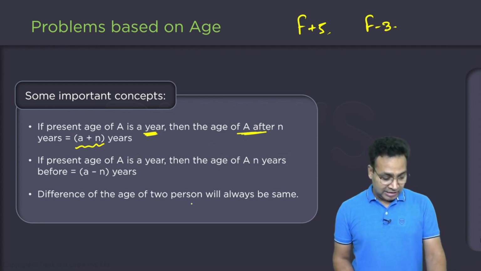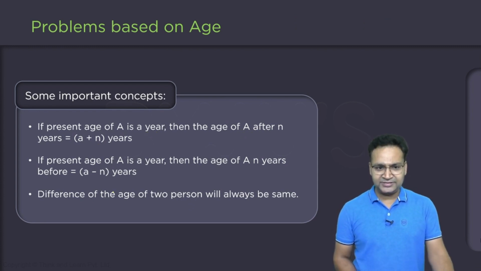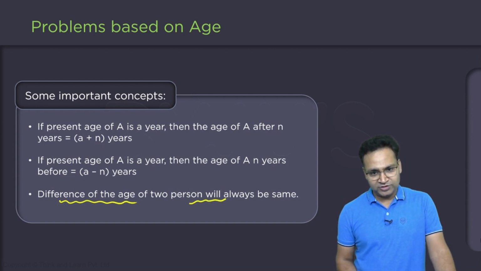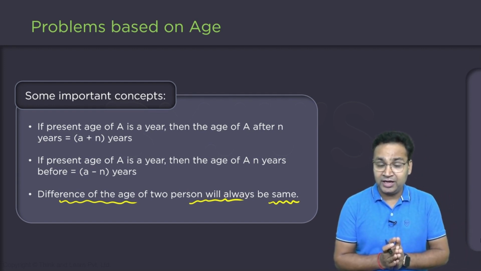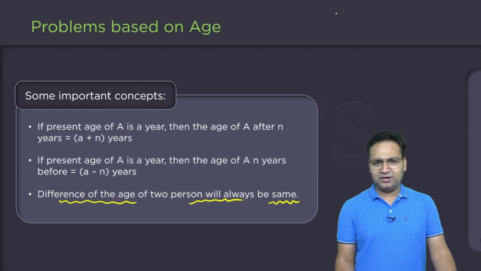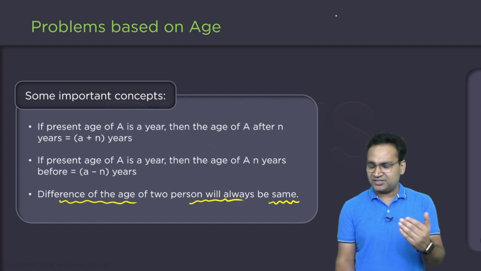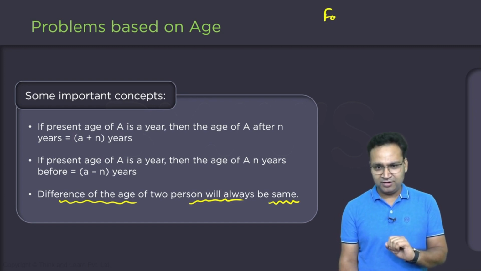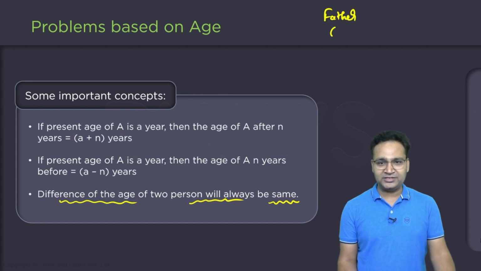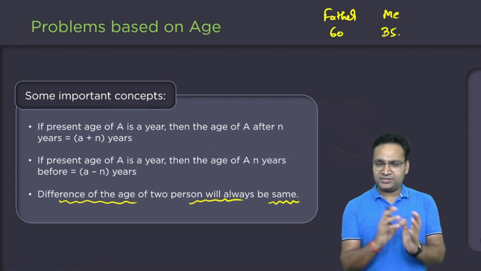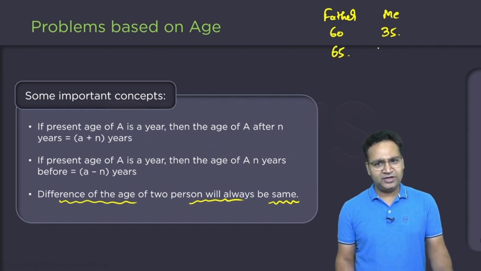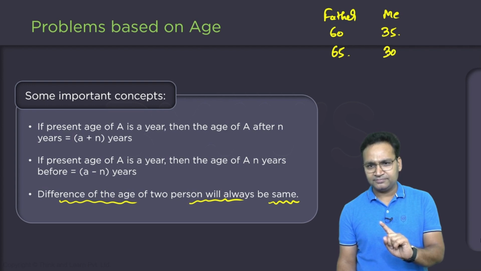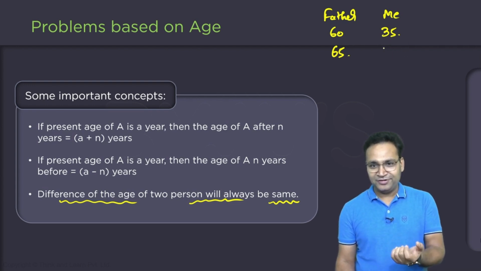Clear? Now, another most important point is the difference of ages of 2 persons will always be the same. What I mean, for example, I am 25 years younger than my father. Currently, let's say my father is 60 years and my age is 35 years. After 5 years, my father's age will be 65 and my age will be 40, because I will also grow, right?